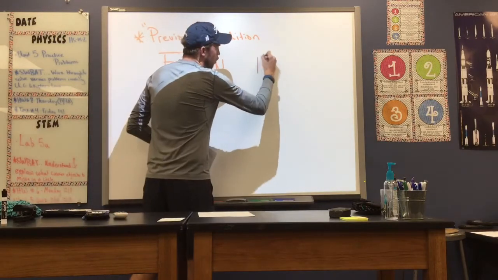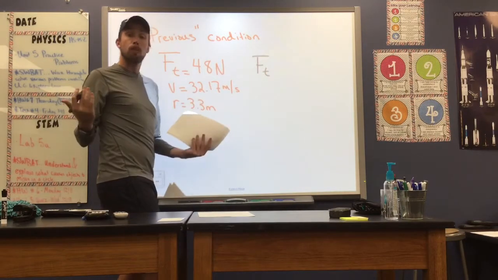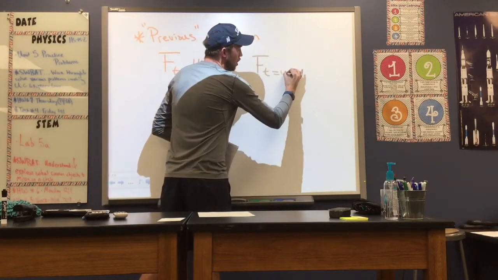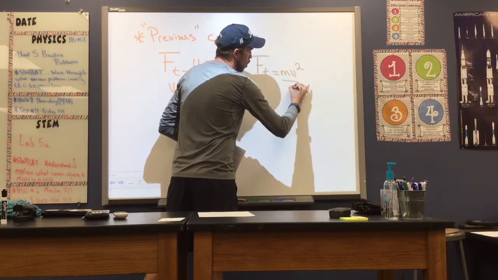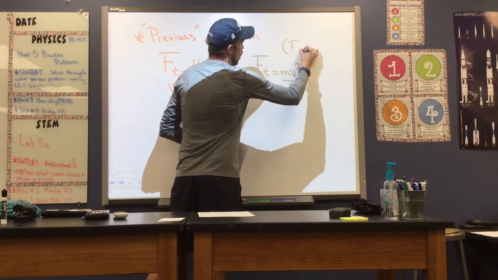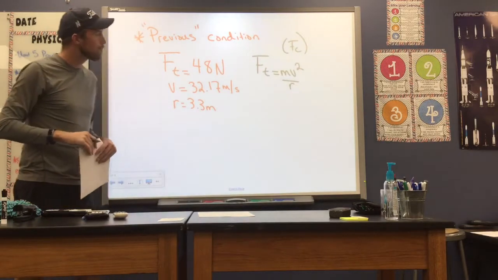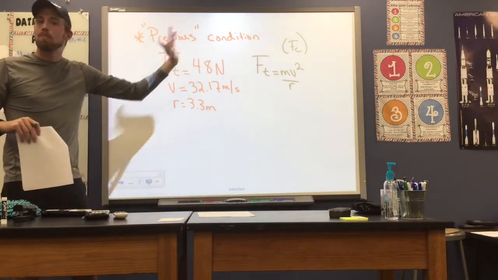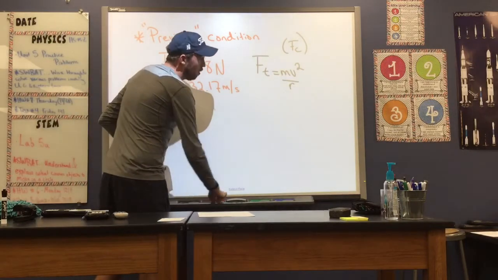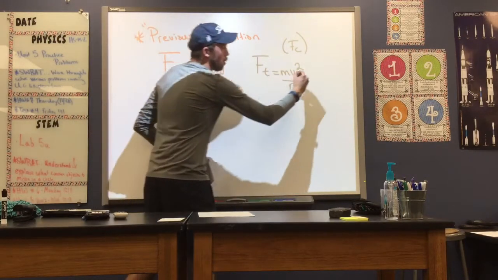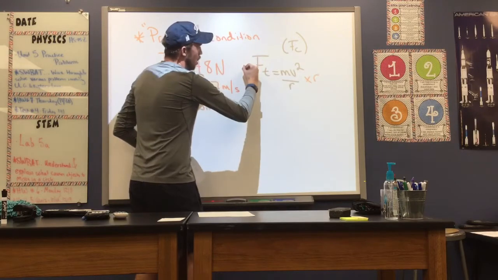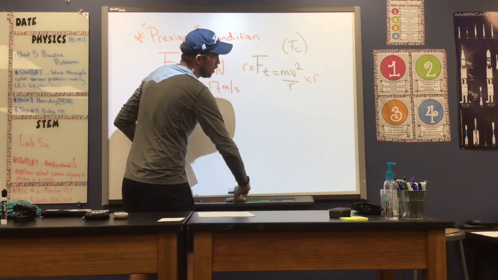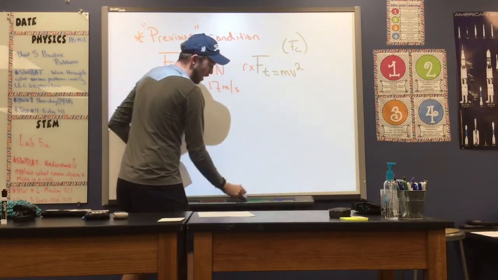So, remember, our tension force is a centripetal force, so we can set it equal to mv squared over r. But this is just our centripetal force, right? So I'm going to try to rearrange our equation to get mass by itself. If I want to get mass alone, I can multiply by the radius on both sides of our equation. We'll get this value over here to cancel out.